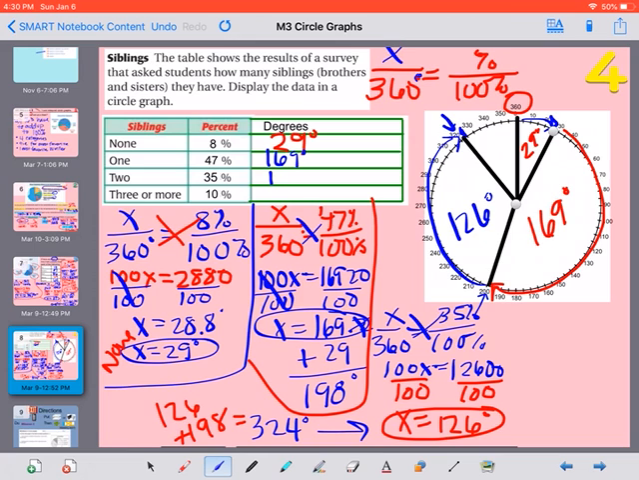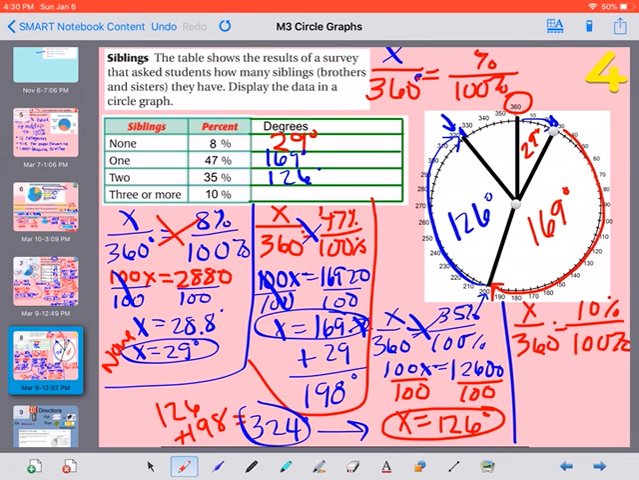Now this last section, I'm going to fill that in, 126 degrees, was 10%. So we know this last section is 10%. We just don't know how many degrees that is. However, you could just subtract 360 minus 324 to figure out that, but we rounded some of our decimals, so it might not be exact. So I am actually going to solve it. 10% out of 100%, 360, cross multiply, 360 times 10, and divide by 100. It should give us 36 degrees. So this section should be 36 degrees, and it makes sense.